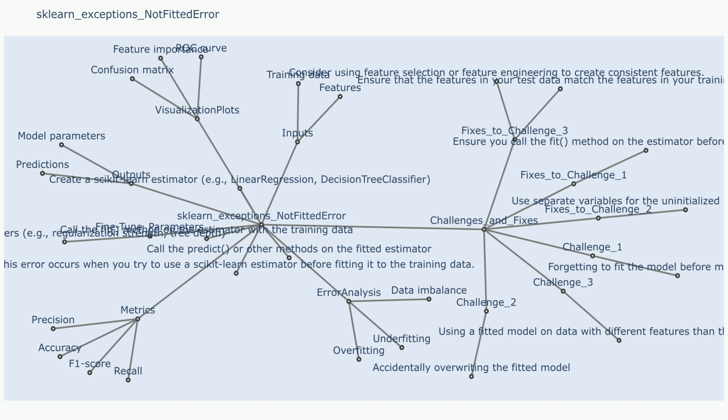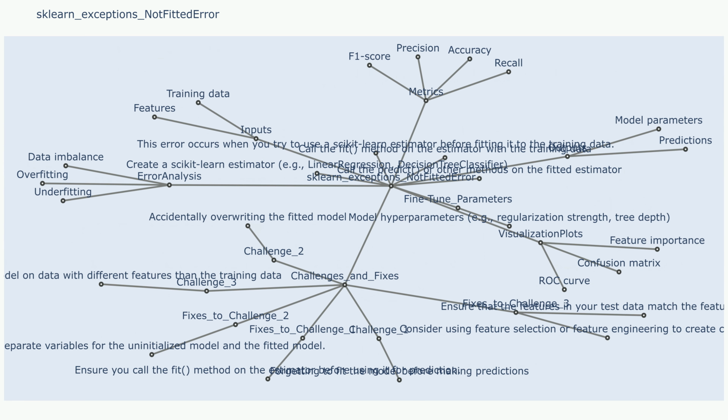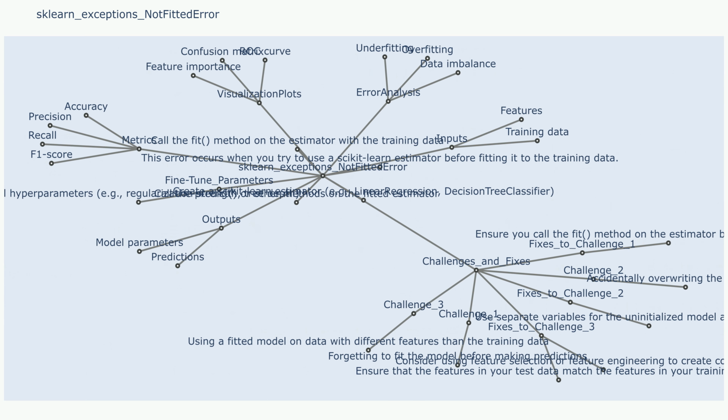Fine-tune parameters: regularization parameters control the complexity of the model to prevent overfitting, e.g. C in logistic regression. Tree depth or splitting criteria in decision trees determine the complexity and depth of the tree, impacting the model's ability to fit complex patterns.